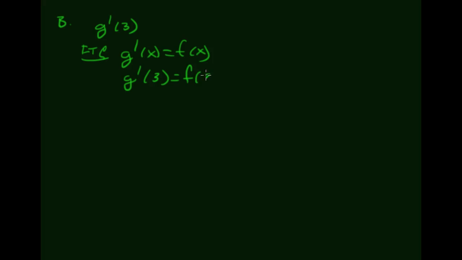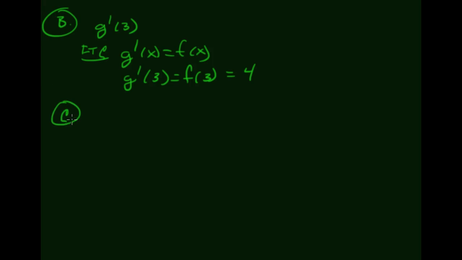Okay, part B is a pretty straightforward question. It says, what is the instantaneous rate of change of g with respect to x when x equals 3? So what I want here is g prime of 3. So note, by fundamental theorem of calculus, g prime of x is f of x. So g prime of 3 is going to be f of 3. And when you look at the graph, that's 4. So that's all of B.